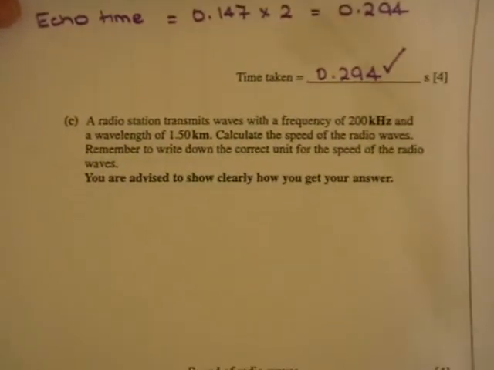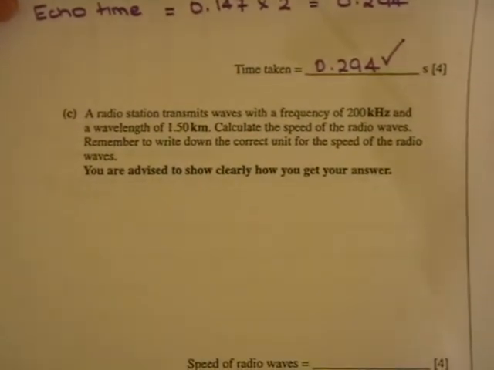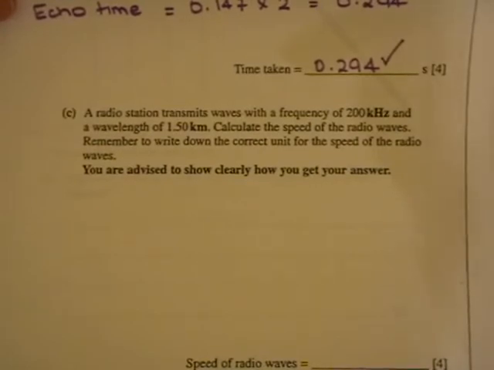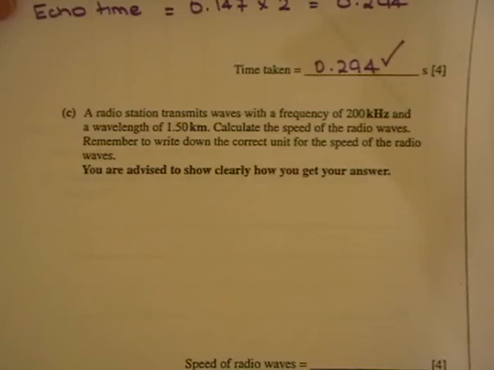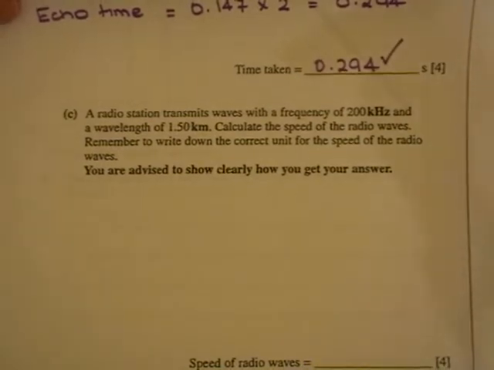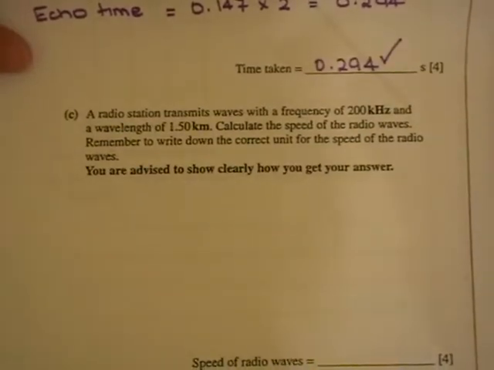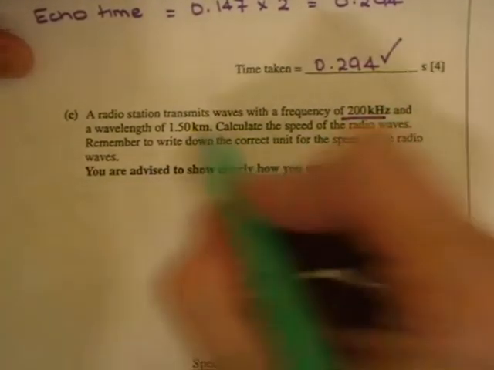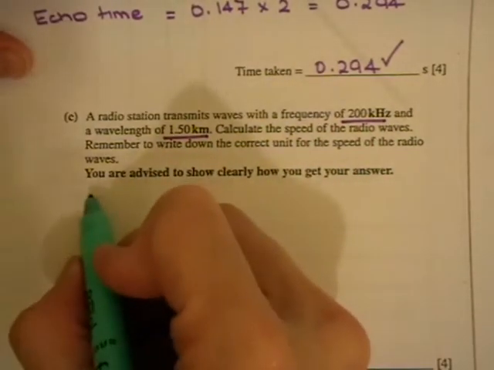Next question. A radio station transmits waves with a frequency of 200 kilohertz and a wavelength of 1.5 kilometres. Write down the speed of the radio waves. Remember to use the correct unit for the speed of the radio waves. So that's in your answer there. It's going to be a unit mark. You're advised to show clearly how you get your answer.